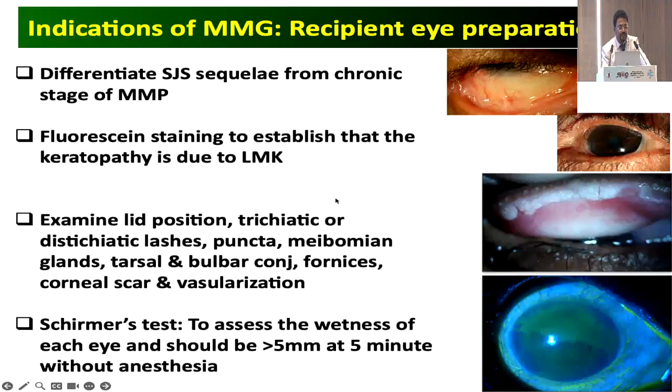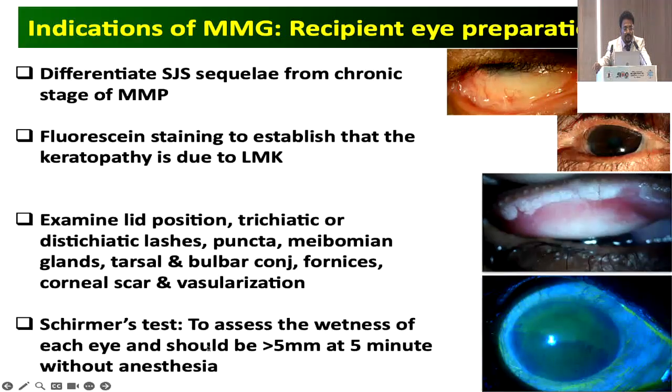We have to go for fluorescence staining to establish that the keratopathy is due to LMK, that is lid margin keratinization. So here this is the lid margin keratinization, and we did the surface staining, and this is just touching the cornea, and then the upper corneal surface is having some SPK. Because of this, the SPK has developed, so we have to go for treating this lid margin keratinization, and it is the ideal case.